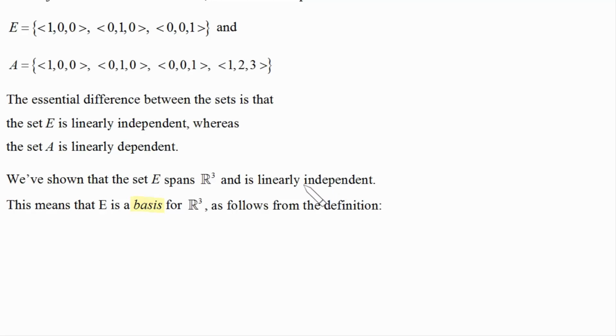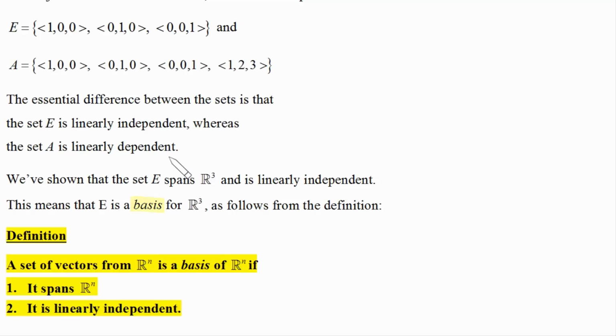Now, when you have these two properties, that it spans and it's linearly independent, then that makes it a basis. So let me just give a more general definition. And we'll jump from R3 to Rn, because there's nothing special about the number 3. If we have a set of vectors from Rn, and you can think of R3, and you can think of this example, it's a basis of Rn if it has the two properties that it spans Rn and it's linearly independent.